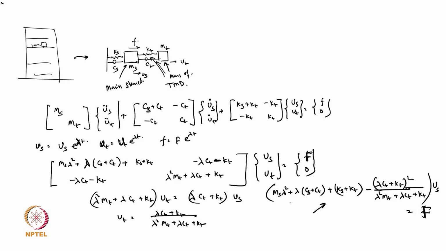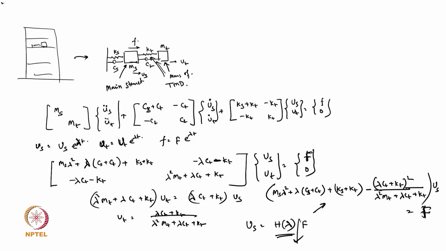So we got that. Suppose I say that US equal to H lambda times F, and my objective is what? To reduce the H lambda. If I can reduce the H lambda, then I can ensure that the response of the structure for a constant amplitude of the force will be minimized. So that's my objective. So yeah, we can calculate that way.